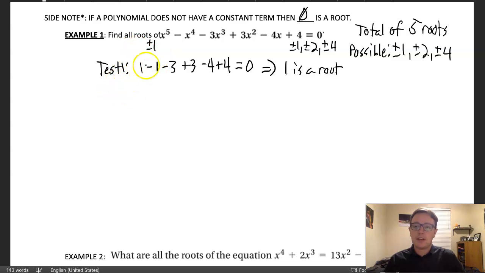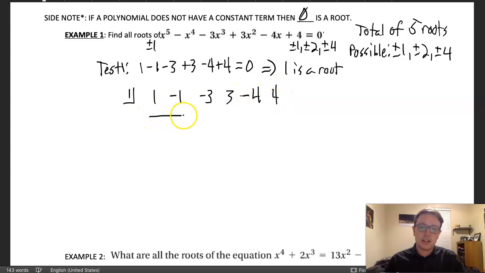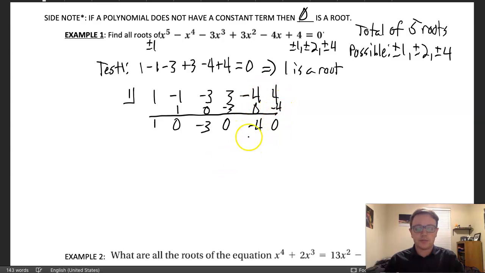So let's go ahead and divide that root out. Right? This was the whole part about finding the zeros and dividing them out. So we have 1 here, and we're going to write our coefficients: 1, negative 1, negative 3, 3, negative 4, and 4. We're going to synthetically divide these. So we bring down 1. 1 times 1 is going to give us 1. Add those together. Multiply that by 1. Keep adding and multiplying. So 1 times negative 3 gives us negative 3. 3 plus negative 3 will give us 0. And we'll get 0 plus negative 4, and 4 plus negative 4.